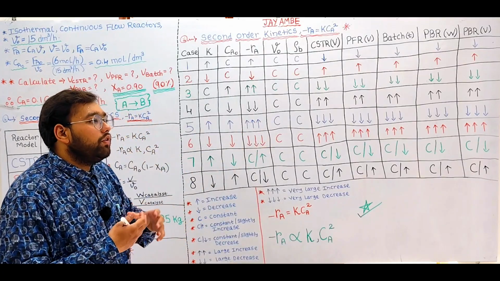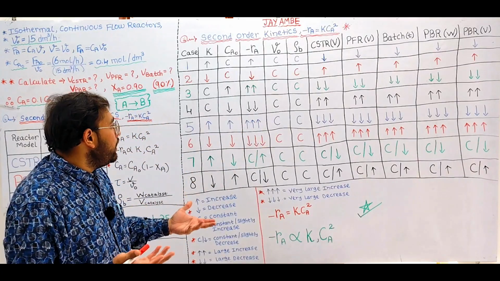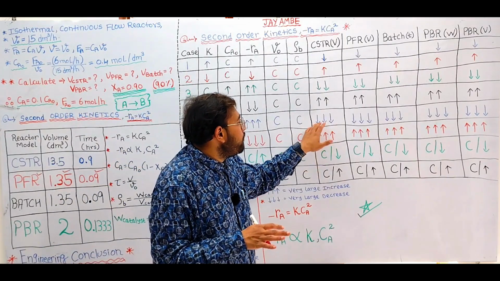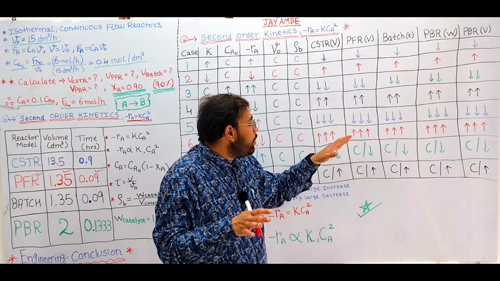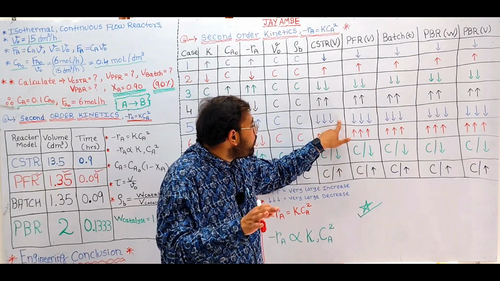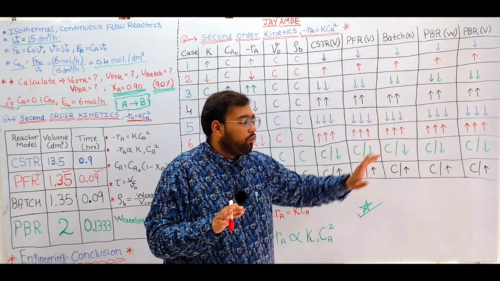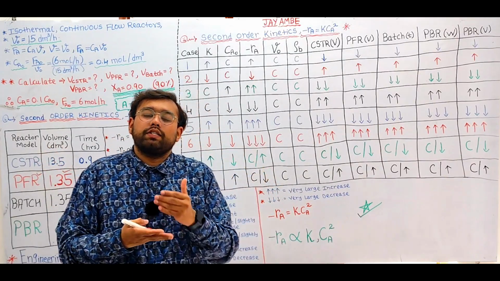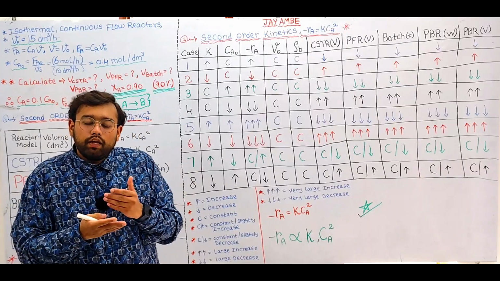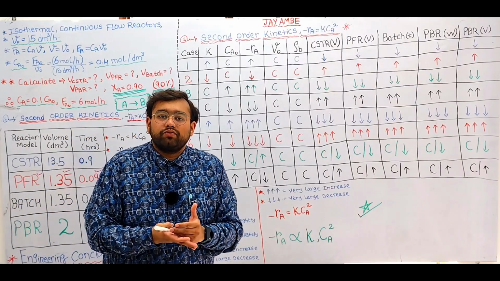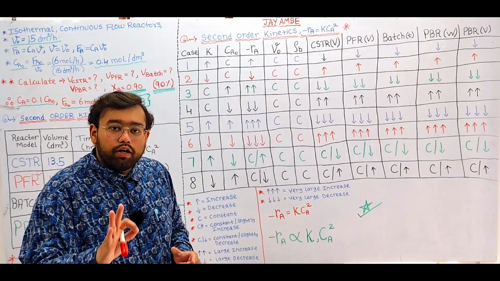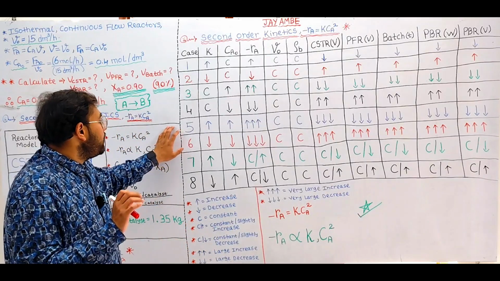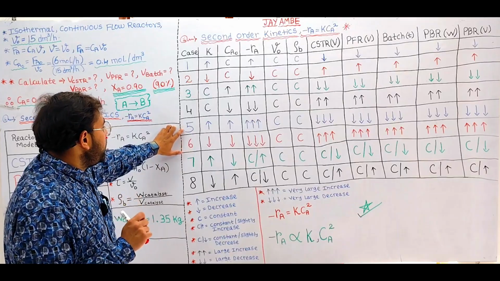Which means the speed of the reaction has increased very largely, which results in a very strong decrease in the requirements of the volumes of the reactor, a strong decrease in the requirements of reaction time, and a strong decrease in the weight of the catalyst, and we achieve the same desired conversion. I hope you have understood. So here we have understood the fifth case.